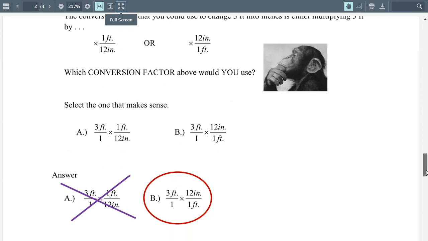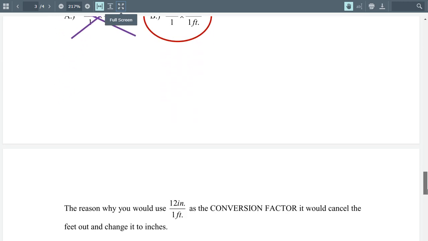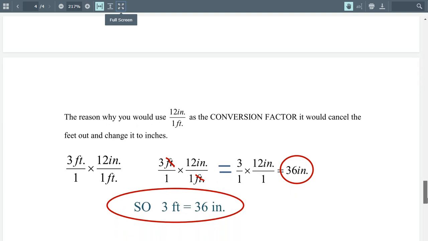The answer is B. Now, why do you think it's B and not A? If you notice, we talked about when you multiply with fractions, see if you could simplify anything in the numerator versus denominator. Now here, you notice that the label feet is in the numerator, label feet is in the denominator. We can actually cancel those labels out. So the reason why you would use 12 inches over 1 foot as a conversion factor is it would cancel the feet out and change it to inches. So when I cancel it, now we just multiply across. The answer is 36 inches. 3 feet is 36 inches.